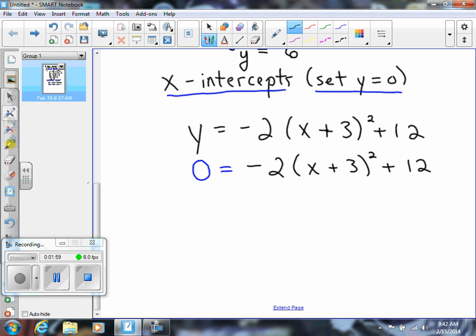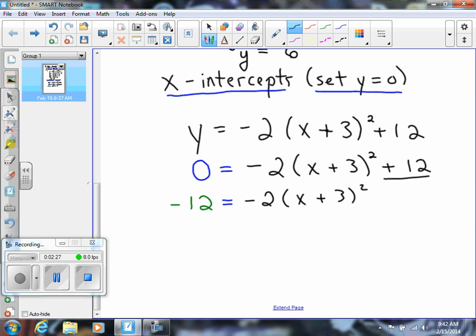We deal with getting rid of my pluses and minuses first. So anything outside the brackets, I would move to the opposite side. So positive 12 becomes negative 12 when we cross the equal sign. This leaves me with negative 2 bracket x plus 3 squared on the right.